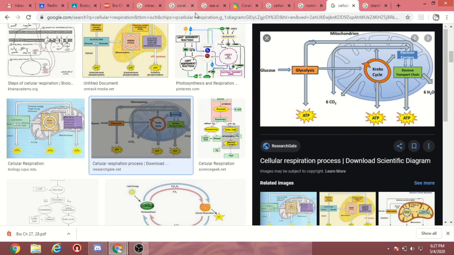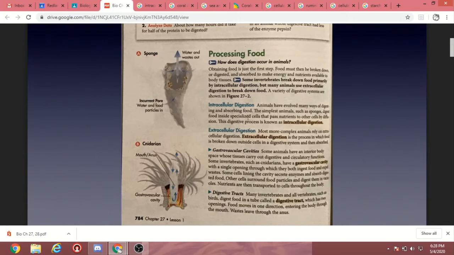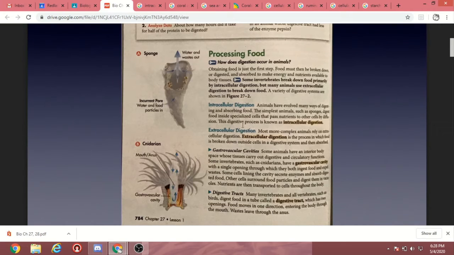So how does that occur? How do we get the glucose into the cells? Check it out. One way you can do it is intracellular digestion. This is super basic. Animals such as sponges, the simplest of the animals, will digest food that way. They have specialized cells that can pass nutrients to other cells too, which is interesting. But that's intracellular. That's different than extracellular.